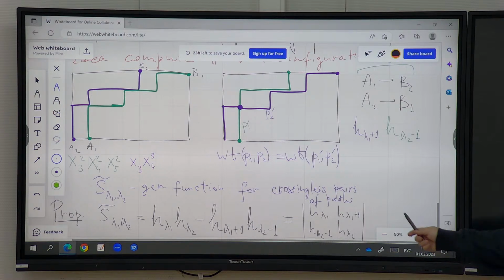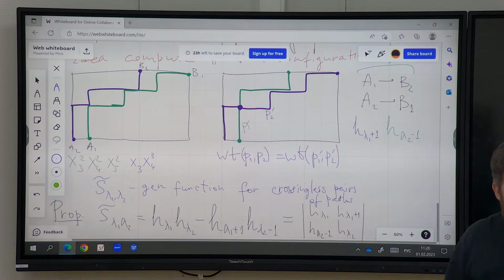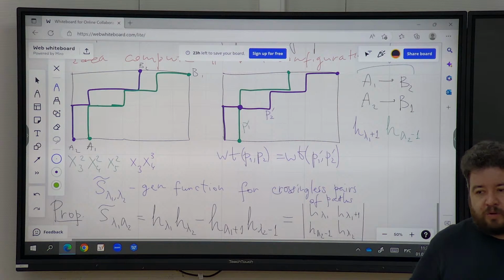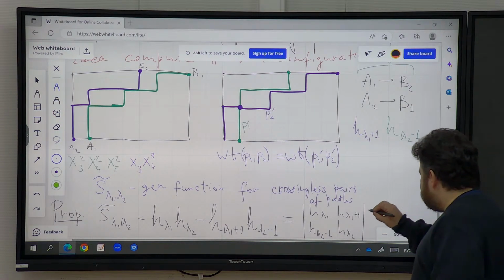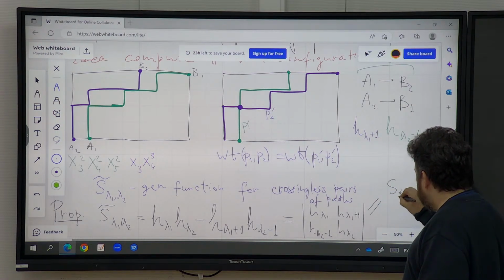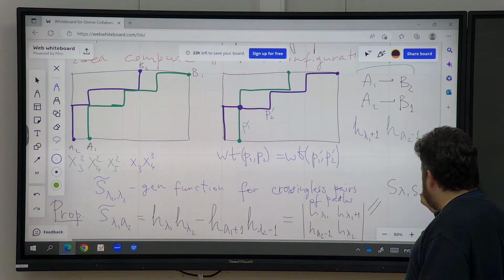Well, this is a particular case of the Jacobi-Trudi formula you had last time. All right. So this thing is exactly the Schur polynomial s lambda 1, lambda 2.